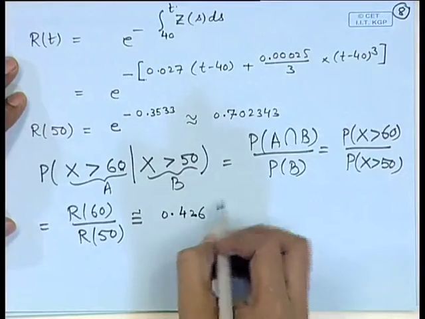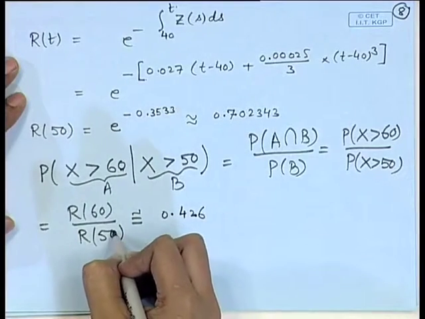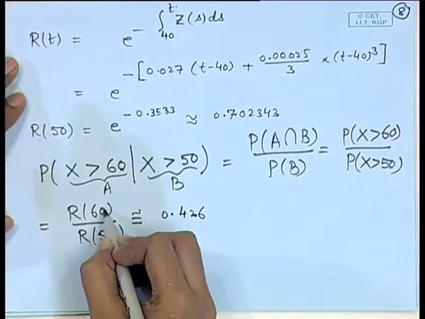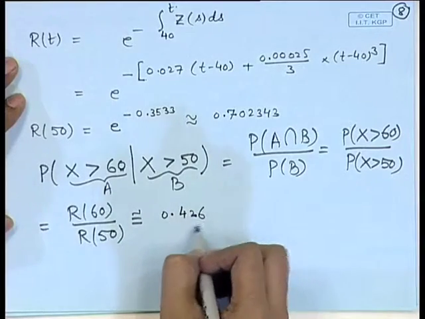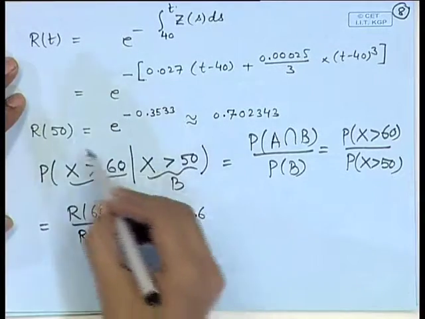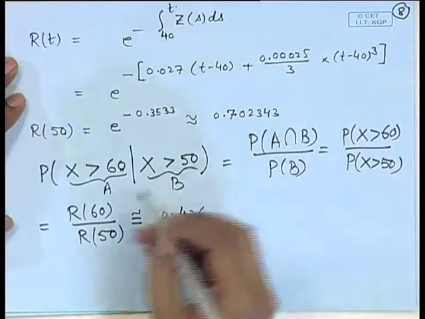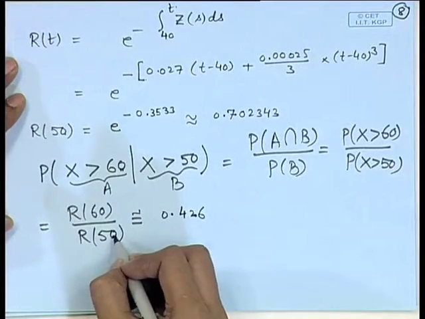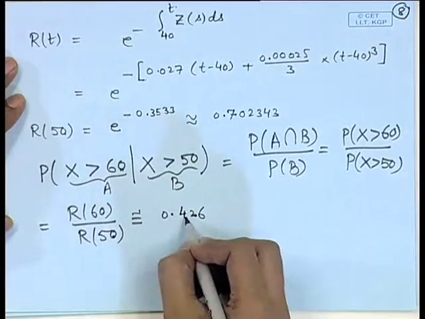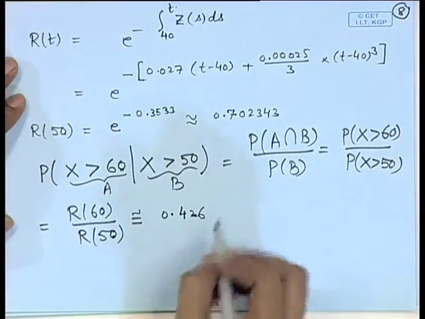0.426, which means that if he has survived till age 50, then the probability of his surviving till age 60 is about 0.4. If you see here, the probability of surviving till age 50 is 0.7, but if he has survived till 50, then the probability of surviving till 60 is 0.42.